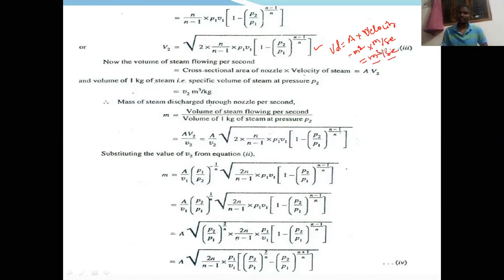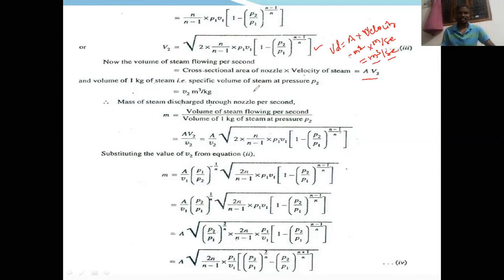So in order to get the volume flow rate, what we have to take? We have to take the area and velocity. Here area means nozzle area, and velocity means steam velocity. So the multiplication of nozzle area into velocity of the steam, A into V2, will give the volume flow rate of the steam in meter cube per second. But we need to get the mass flow rate, not meter cube per second.